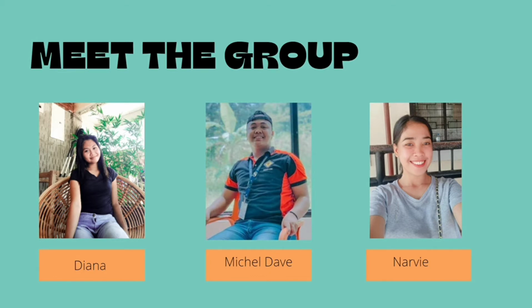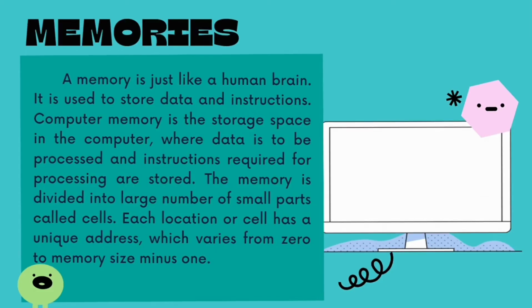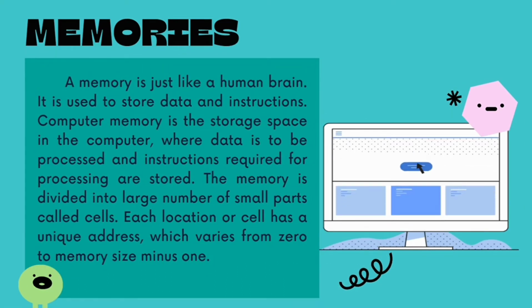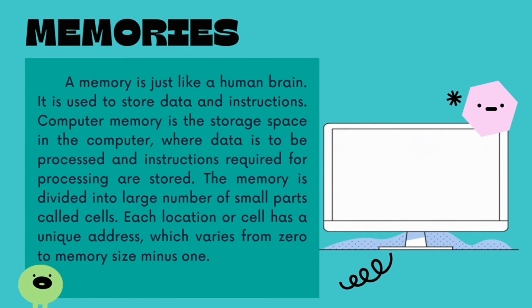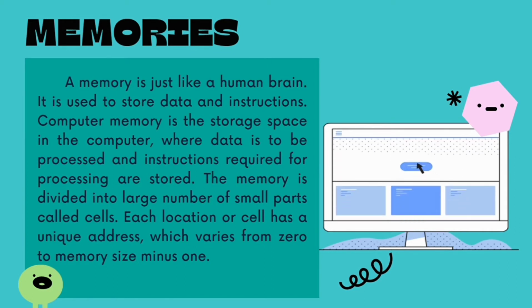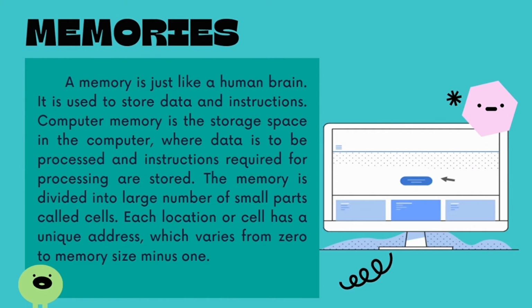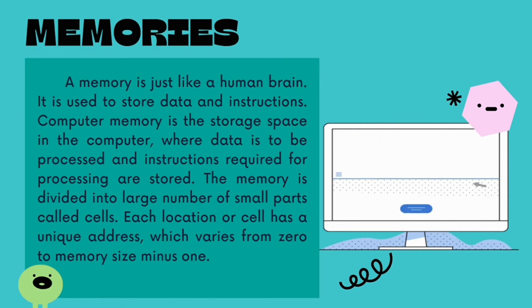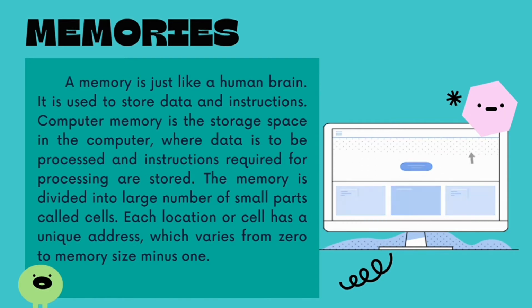Now we are going to discuss what memories are. A memory is just like a human brain. It is used to store data and instructions. Computer memory is the storage space in the computer where data to be processed and instructions required for processing are stored. The memory is divided into a large number of small parts called cells. Each location or cell has a unique address which varies from 0 to memory size minus 1.